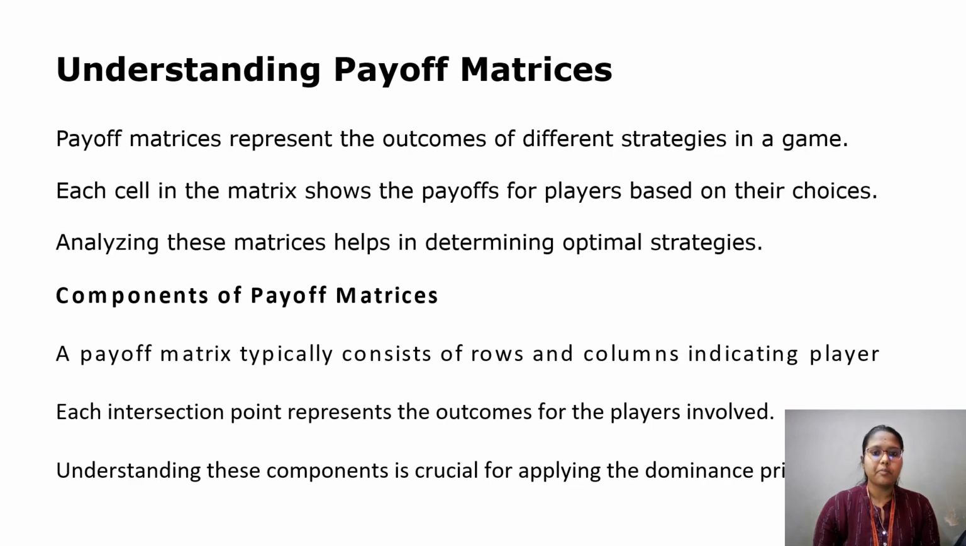So, understanding the payoff matrices. Payoff matrices represent the outcome of different strategies in a game. Each cell in the matrix shows the payoff for a player based on their choices. Analyzing these matrices helps in determining the optimal strategies. Components of the payoff matrices. A payoff matrix typically consists of rows and columns indicating the players. Each intersection point represents the outcome for the players involved. Understanding these components is crucial for applying the dominance principle.